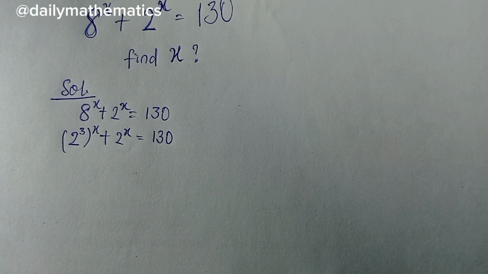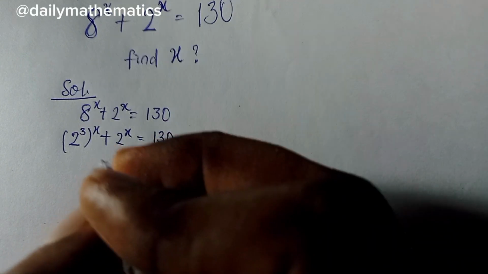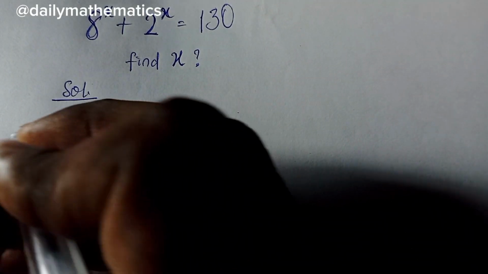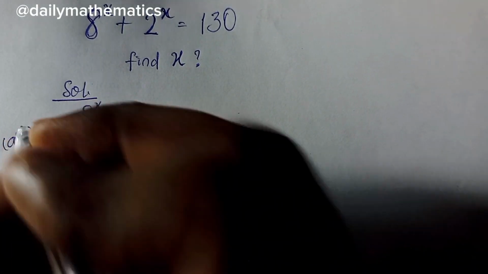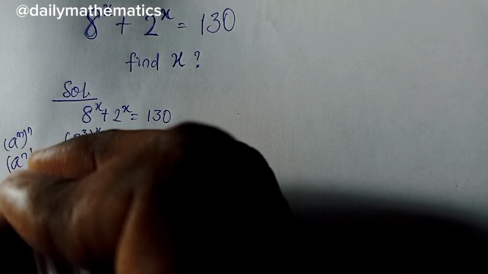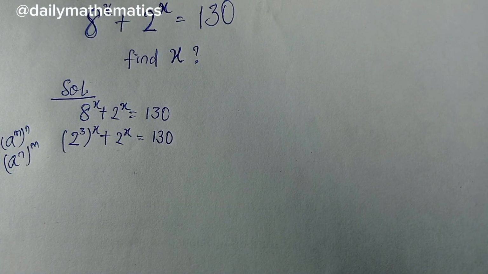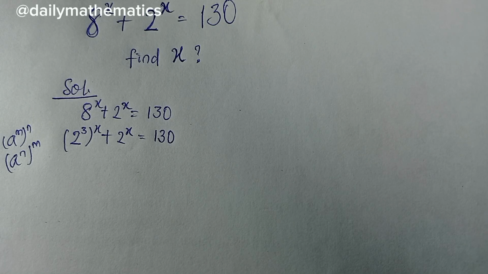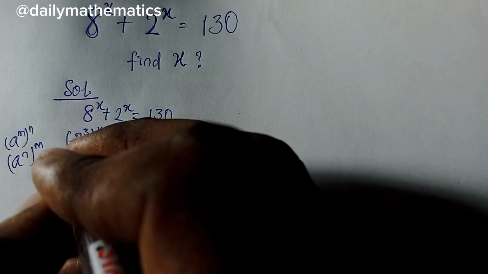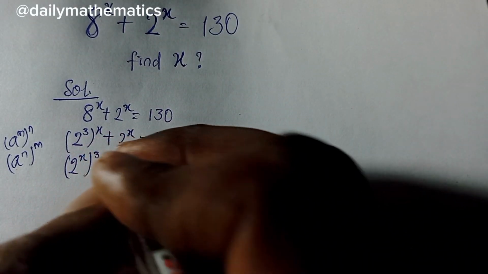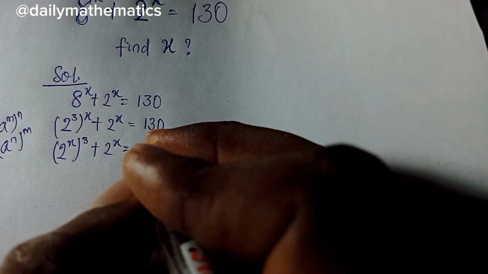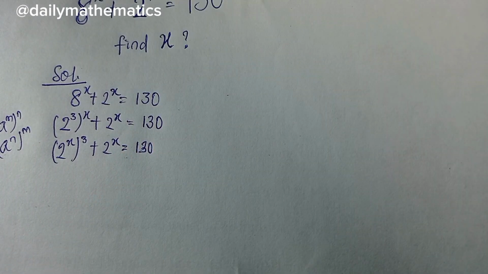The next thing we can see is that when you have a raised to the power of m, raised to the power of n, it can be changed to a raised to the power of n, raised to the power of m. The powers can be switched. And so from here we can make it 2 raised to the power of x, then raised to the power of 3, plus 2 raised to the power of x, equals 130.